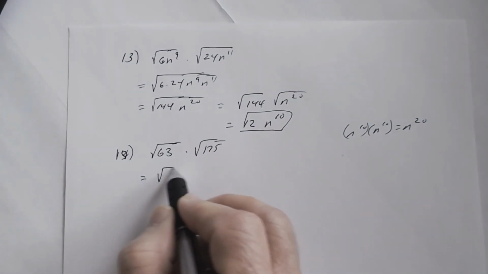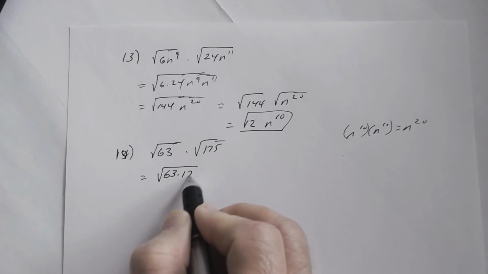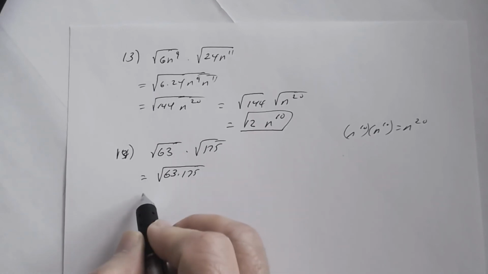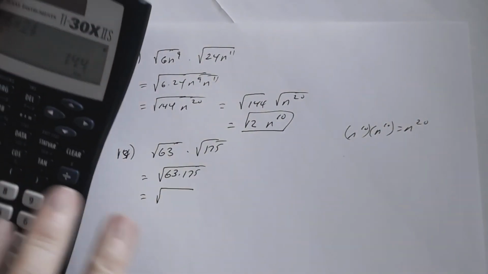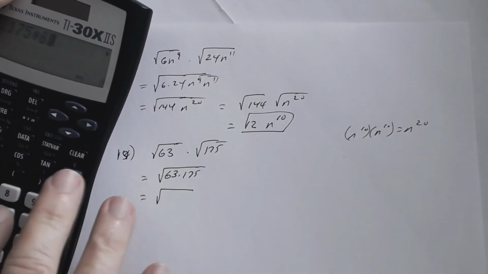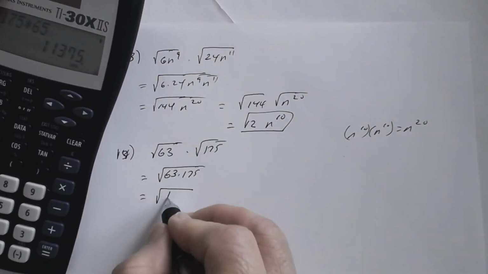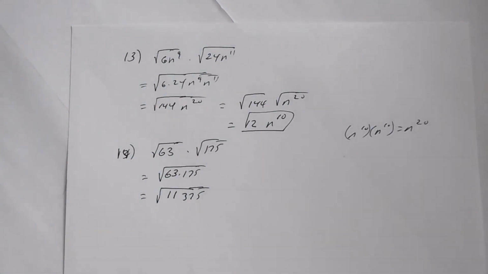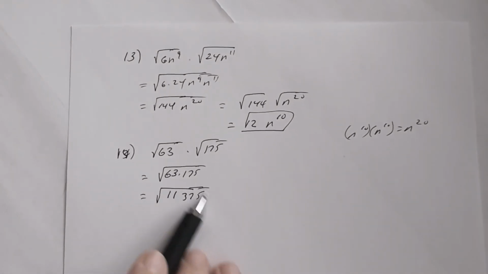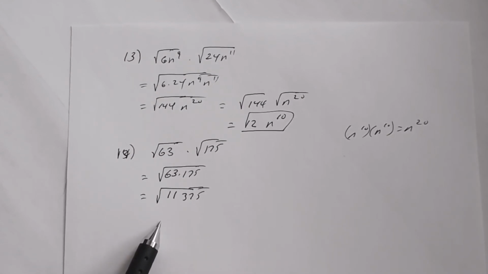I will have the square root of 63 times 175, right? And so 63 times 175, if I use a calculator, that gives me 11,375. That is outrageous, right? And so you're like, well, that's going to take me a long time to find the largest perfect square that goes into this number, right?